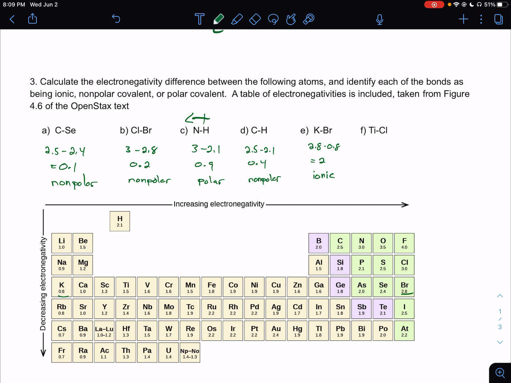And then we have our titanium, 1.5. Chlorine is 3. So we have 3 minus 1.5 equals 1.5. And so this is going to actually be a polar covalent bond.